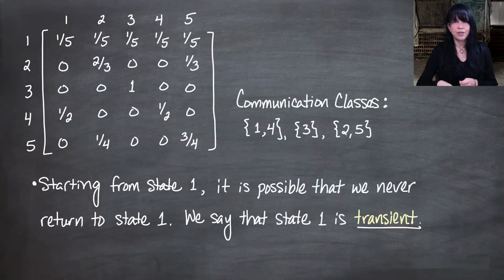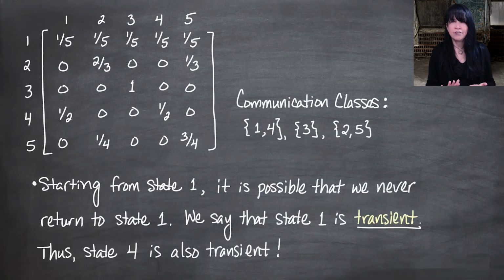Starting from state 1, you could stay at 1, stay at 1, stay at 1, go to 4, come back to 1, go to 4, come back to 1, stay at 1. You may return several times, but if there's a positive probability of escaping, never to return again, then we say that the state is transient. And state 4 is also transient for the same reason. You see that we can go from 4 to 1, and then from 1 to maybe 3 or 2 and 5, and we'll never get back to 4.